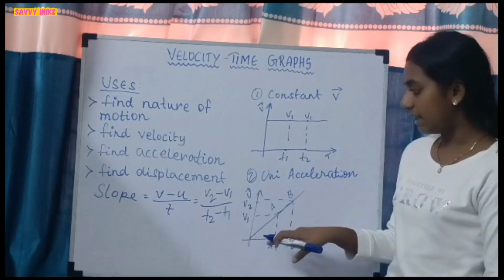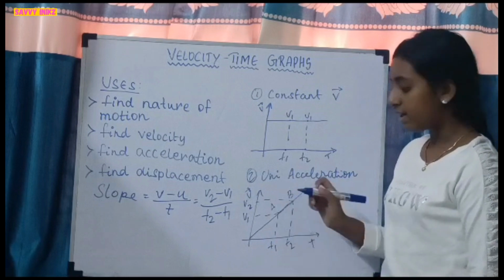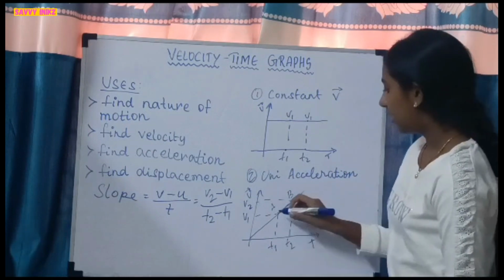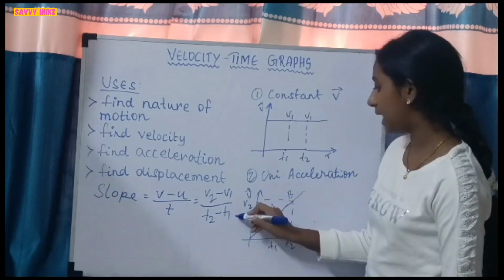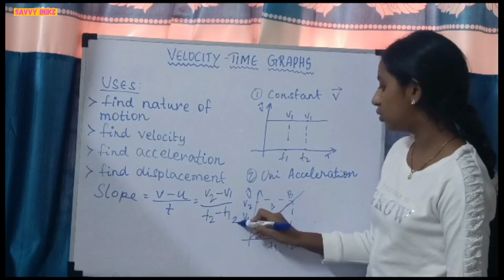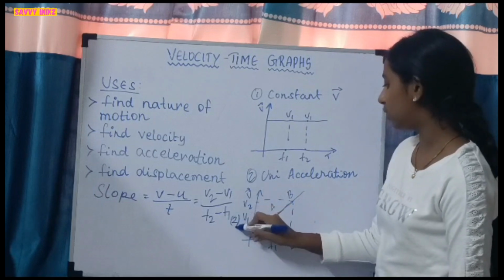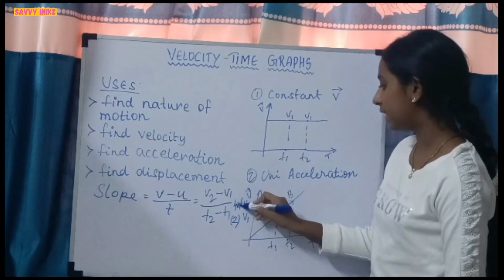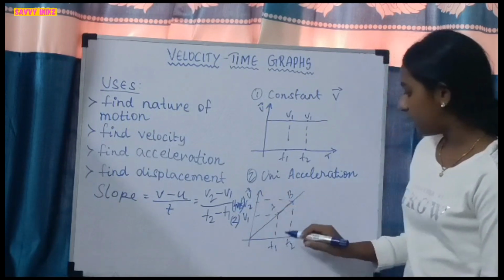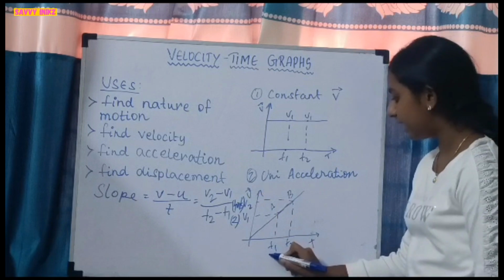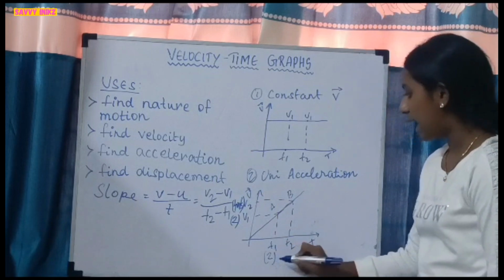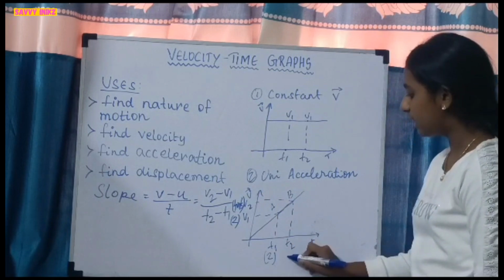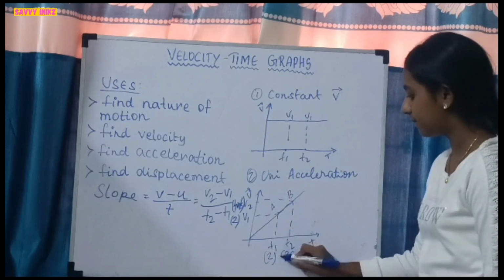So now to find this, I'm going to mention some quantities. For velocity 1, I'll mention it as 2 meter per second. At B, I'm mentioning it as 4 meter per second. And for t1, I'm mentioning it as 2 seconds. And t2, I'm mentioning it as 8 seconds.